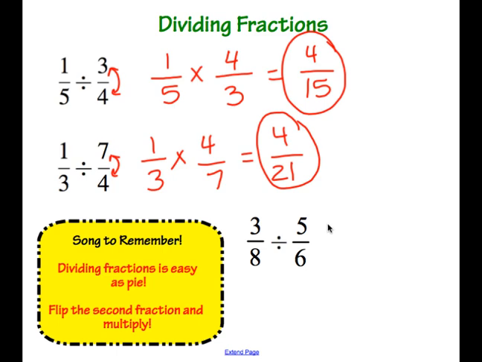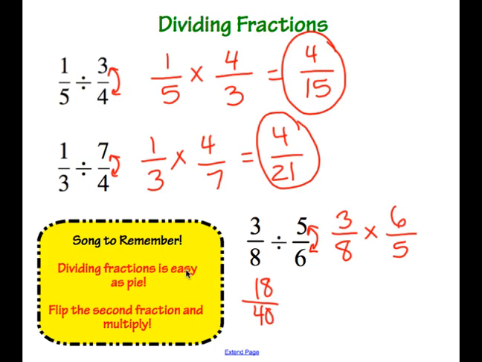Again, 3/8. The first fraction is going to stay the same. The only fraction that changes is the second fraction, which gets flipped. So 5/6 becomes 6/5 and multiply. 3 times 6 is 18 and 8 times 5 is 40. Now this fraction we can reduce.